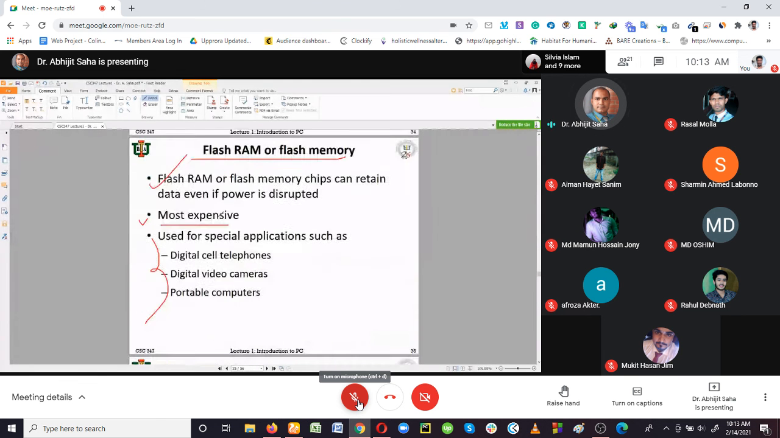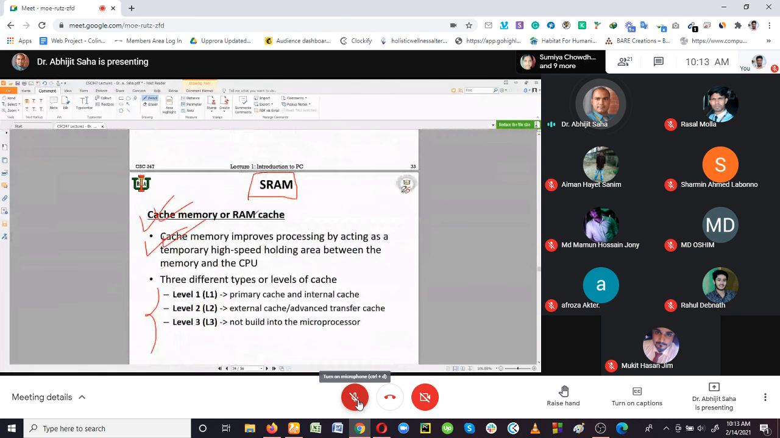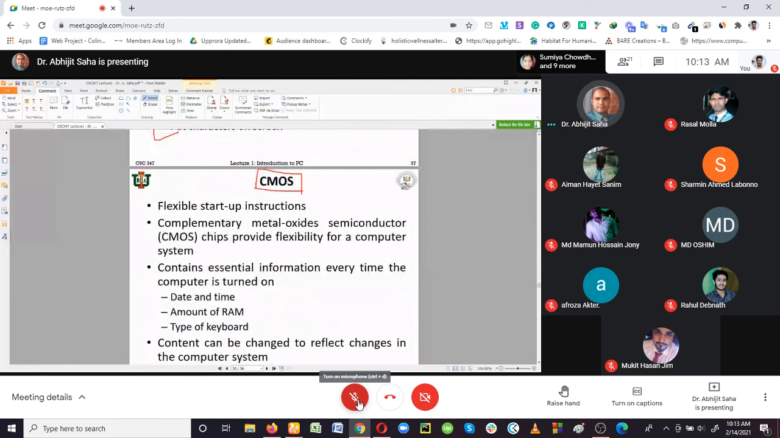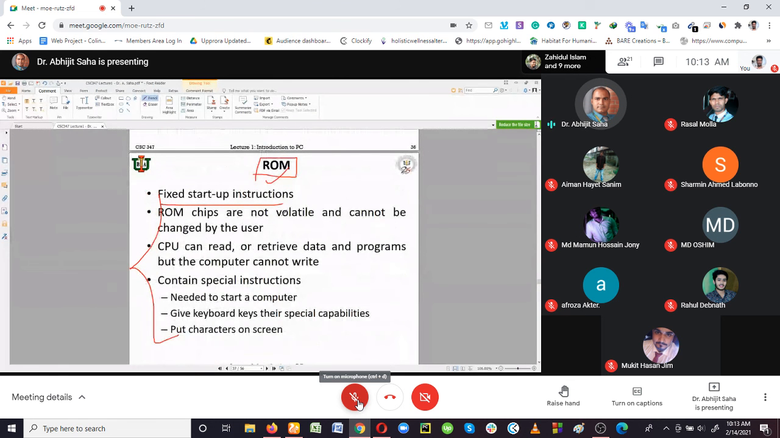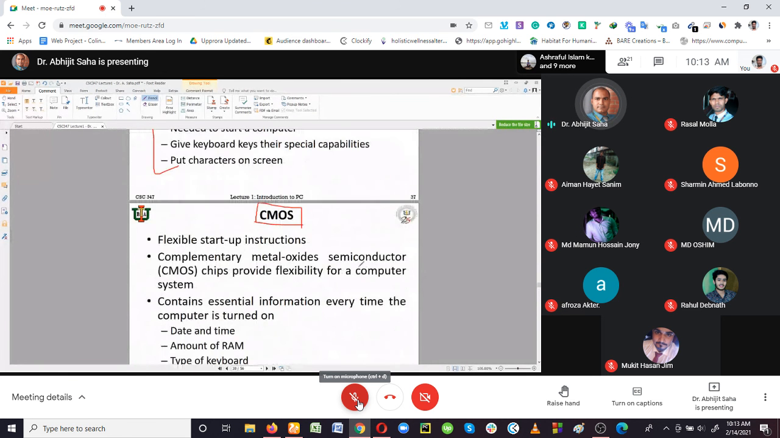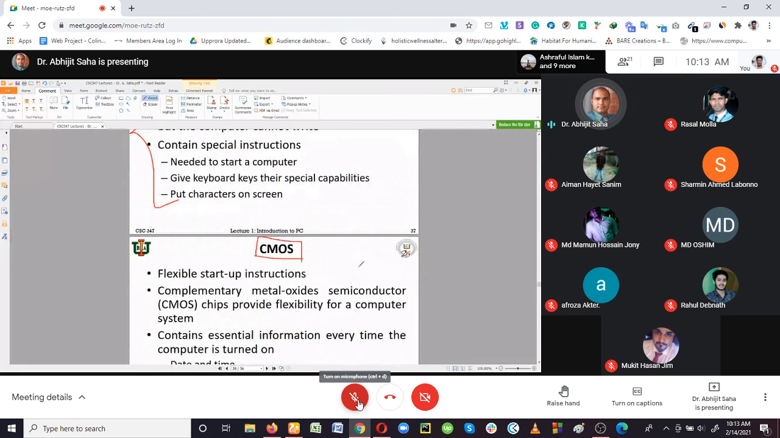So there can be a question here: how is RAM different from ROM and CMOS? Or it can be asked how ROM is different from RAM and CMOS. It can also ask how CMOS is different from RAM and ROM. So you have to understand what the differences among them are. This is really important.